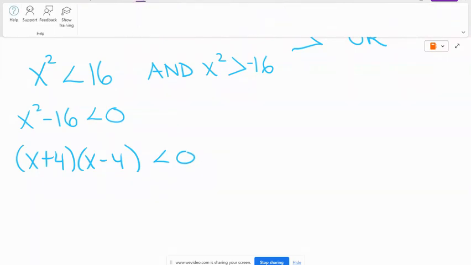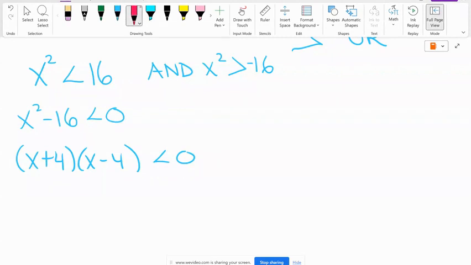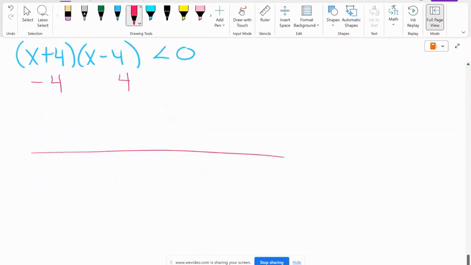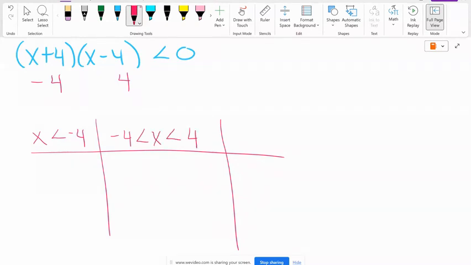My reference numbers are negative 4 and 4. Can somebody set up the regions that I'm testing for me? Kai. X is what? Not greater than. X is less than negative 4. Good. And then? You got it. And the last one? X is greater than 4. You got it. All right, let's choose a number less than negative 4.